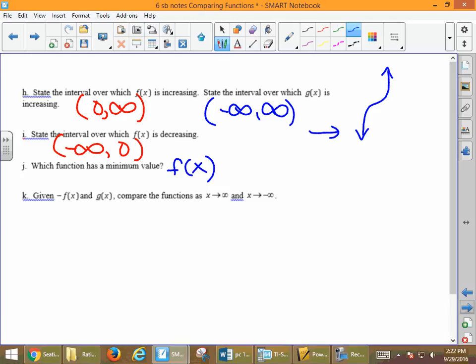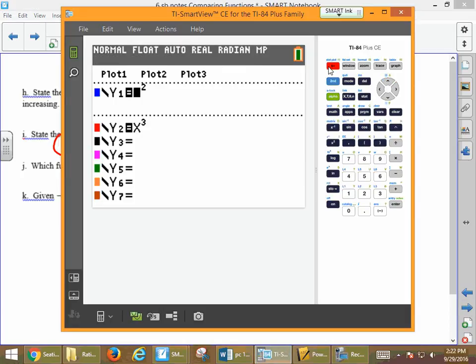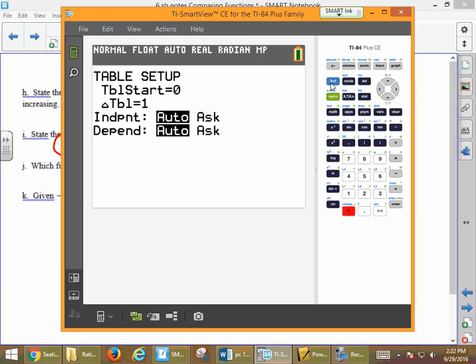And then finally here, given negative f of x and g of x, compare the functions. So let's go back to our calculator. Back in the y equals, if you're not familiar, I'm going to use second and the delete button, which gets us to insert. And that allows me to put a negative in front of the function. What we want to do one last time is compare our functions now when x squared has a negative in front of it, negative f of x. So we're going to go back to our table, and I'm going to start at 0.